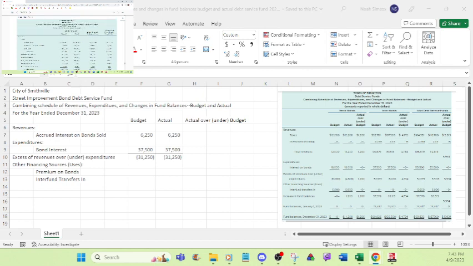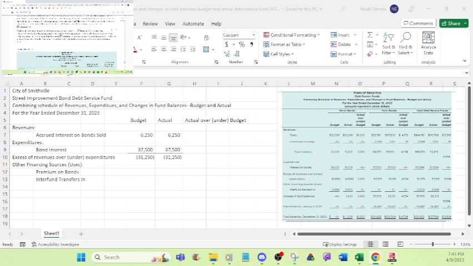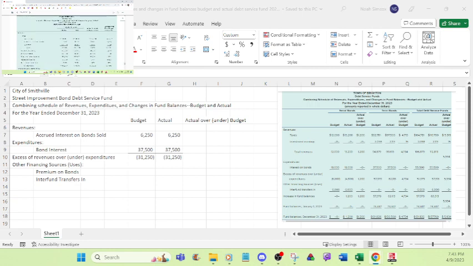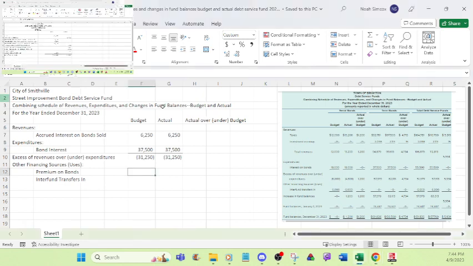God, man, it's going to suck because we actually had to change the budget once or something. What is this? This is completely different. Oh, I'm dumb. Actual amounts. Total revenues, total expenditures is a subtotal. Premium on bonds, 30,000.